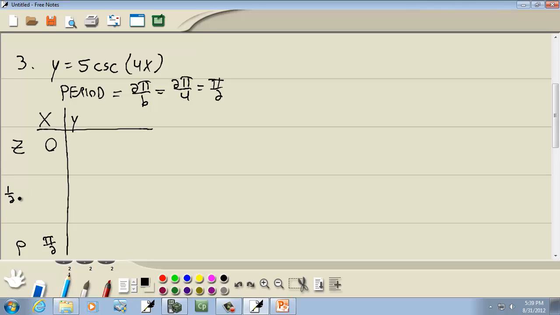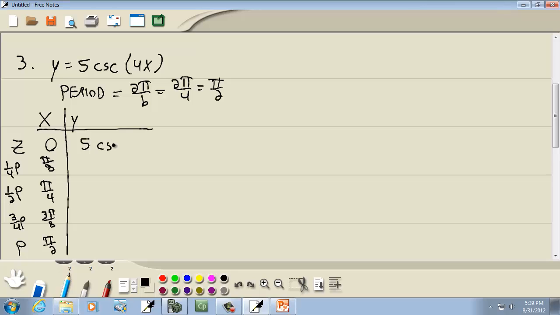Now, this is 1/2 of our period, which would be pi over 4. And this is 1/4 of our period, which is going to be pi over 8. And then this will be 3/4 of our period. We went from 0 to pi over 8 to 2 pi over 8 to 3 pi over 8 to 4 pi over 8. Okay, and then I'll plug in those values in here.